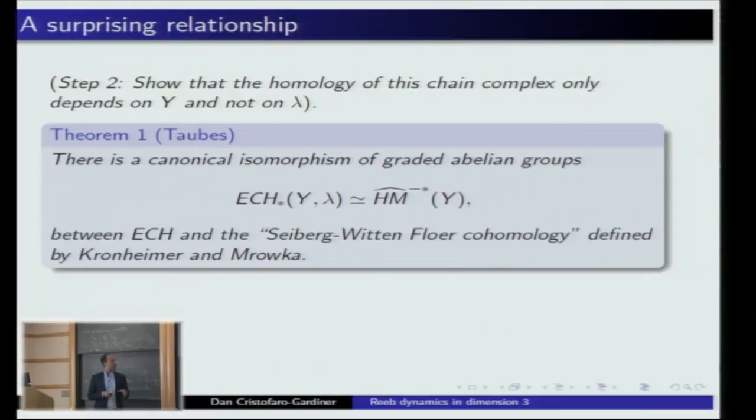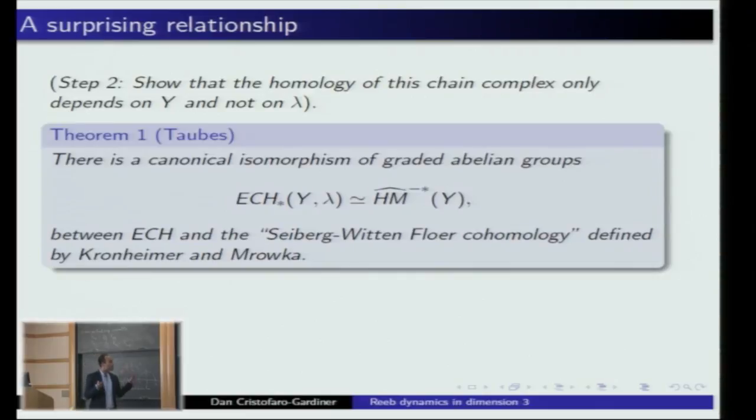So I don't want to say a ton about Seiberg-Witten theory here, but I do want to make a few remarks. The most important remark for our purposes is that, as you can see from the notation, the Seiberg-Witten-Floer cohomology only depends on the 3-manifold Y and not on the contact form. So that's why we care about this. Now, you might ask, why on earth would I expect this to be true? And it's certainly a surprising result.